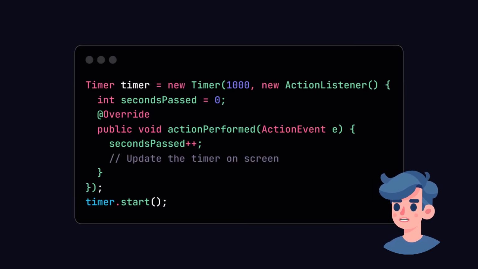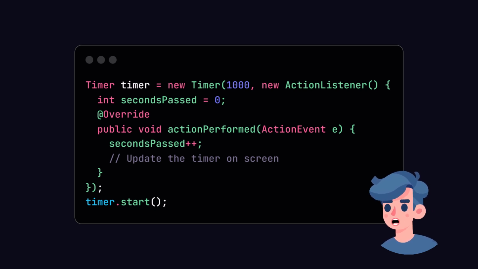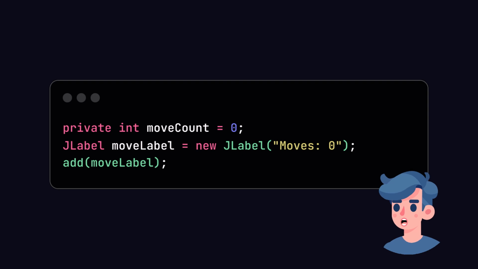Lastly, we can polish our game by adding additional features such as a timer or a move counter to challenge players. This can be implemented using a timer class. Players can appreciate when their score is shown on the screen once they win.